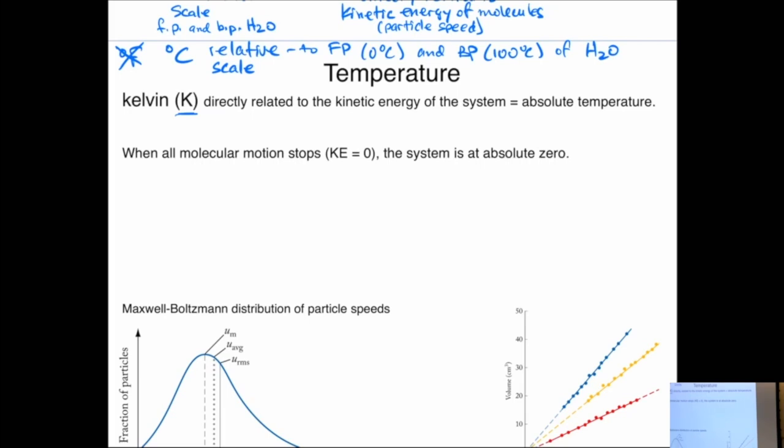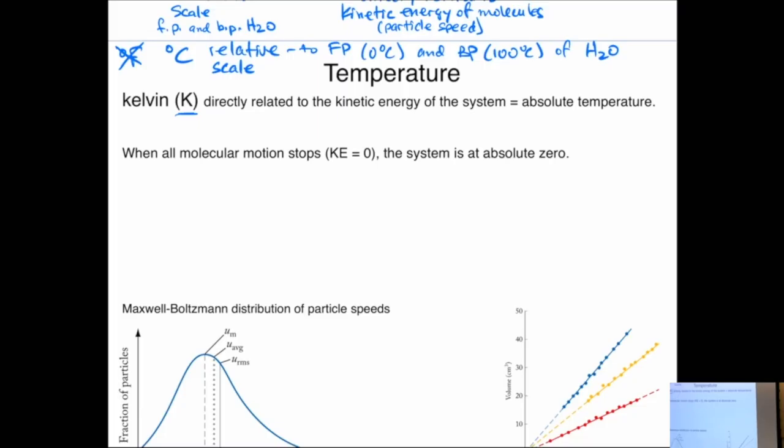Now that's relative. We could have chosen anything. The Fahrenheit scale, which I don't want to talk about, but the Fahrenheit scale is older. It shows something else for its relative measures of where we are on the scale. Celsius makes a lot more sense in several ways, but it is relative, right?